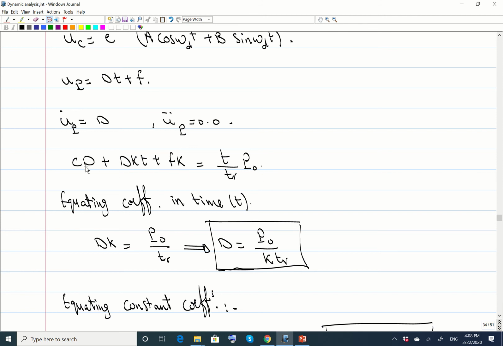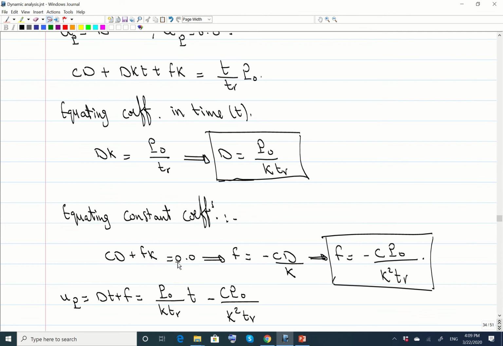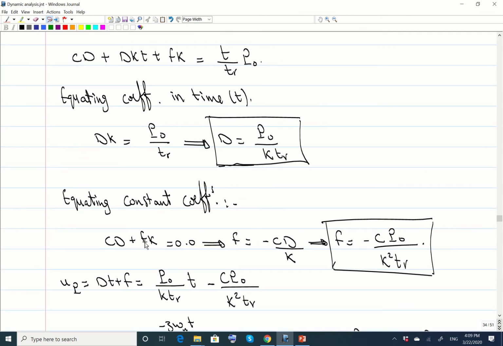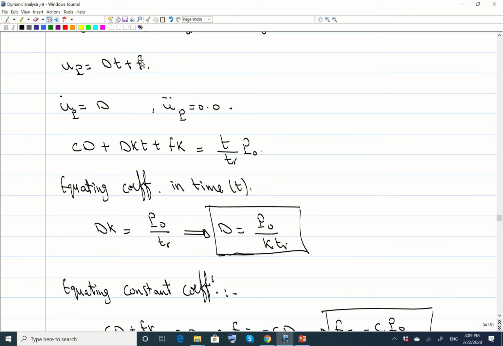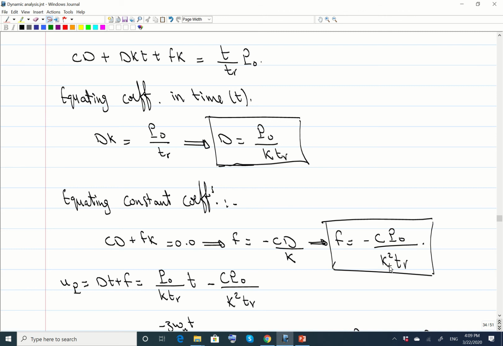On the other hand, we have cd plus fk has to be equal to, this is a constant term. What's the constant term on the right hand side of the equation? 0. So cd plus kf has to be equal 0. So f has to be equal to, we're looking for that second constant, f over here, okay? So f is negative c divided by kd. c is the damping coefficient, k is the stiffness, d, we already found d from here. So negative c divided by k multiplied by p naught divided by ktr. So we're going to have k squared over here. Negative c p naught divided by k squared tr.